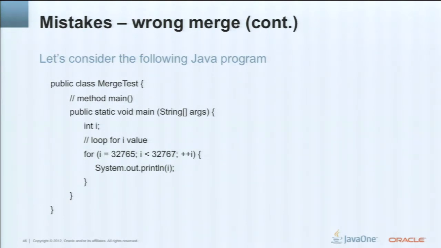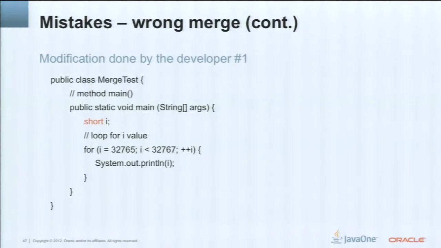Okay, and later developers would like to modify that program. Developer number 1 is going to make the following change. Just change the declaration of variable I from int to short. Yeah, that's okay. Program is valid. Developer 1 can compile that program, can test that program. Everything looks good. No issues at all. All tests passed, and developer is happy and wanted to integrate the change set.